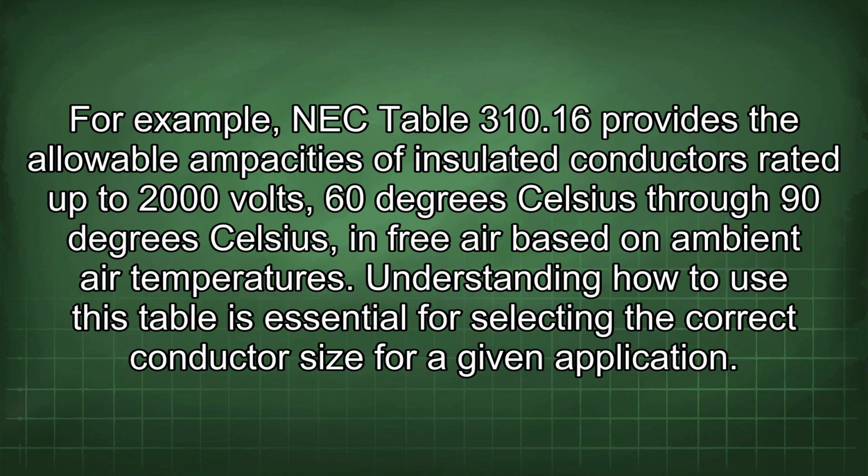For example, NEC Table 310.16 provides the allowable ampacities of insulated conductors rated up to 2000 volts, 60 degrees Celsius through 90 degrees Celsius in free air based on ambient air temperatures. Understanding how to use this table is essential for selecting the correct conductor size for a given application.